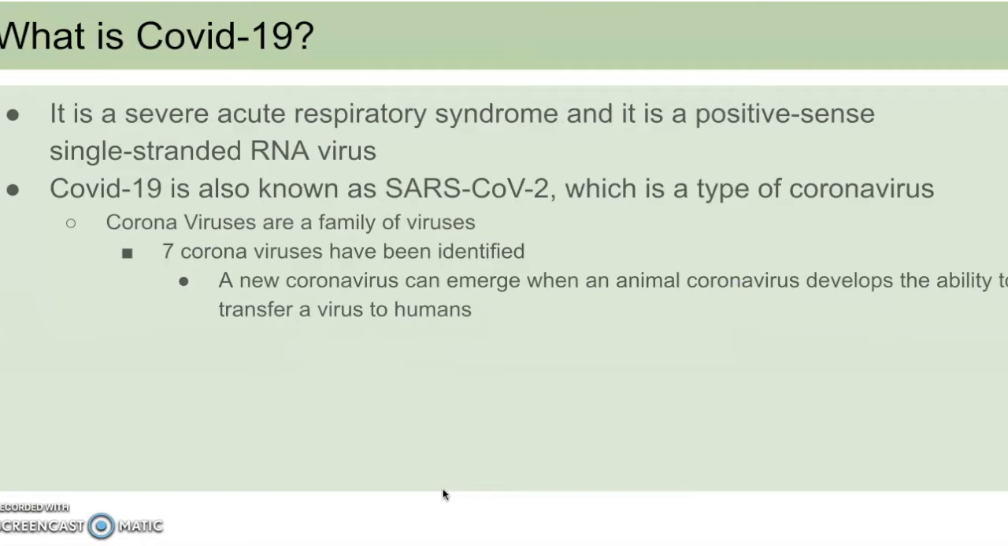What is COVID-19? COVID-19 is a severe acute respiratory syndrome, and it is a positive-sense single-stranded RNA virus. COVID-19 is also known as SARS-CoV-2, which is a type of coronavirus. Coronaviruses are a family of viruses, and 7 have actually been identified. A new coronavirus can emerge when an animal coronavirus develops the ability to transfer a virus to humans.